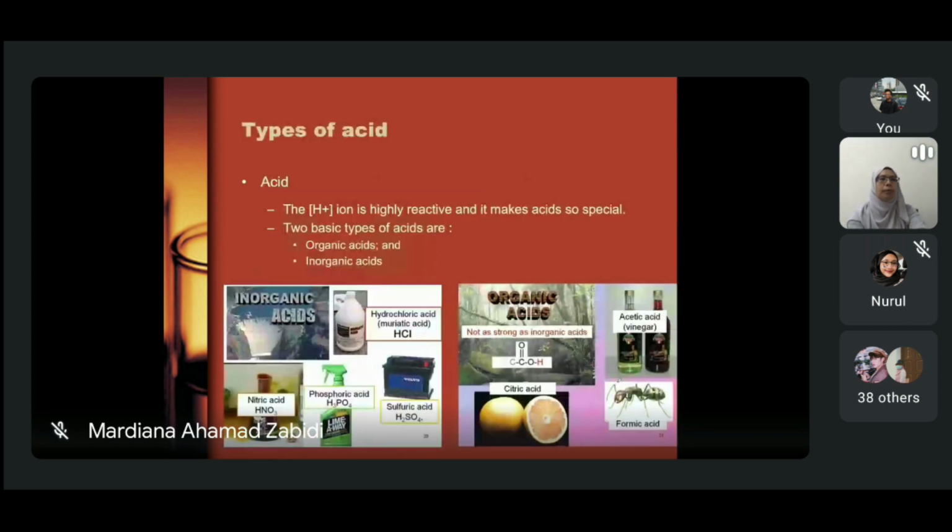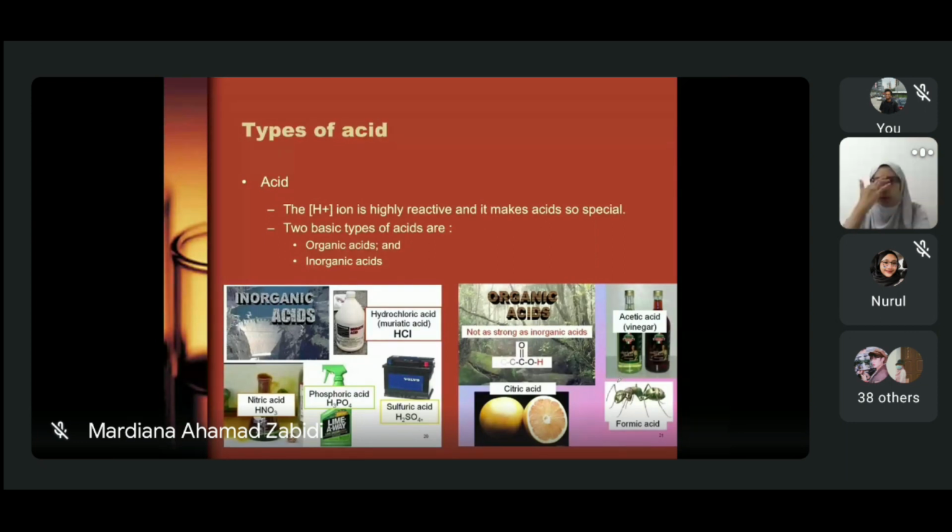Alright, so now we move on to types of acid. For types of acid, we have two types. One is organic acid, the other one is inorganic acid. To simplify your understanding, organic acid is basically the one that is naturally occurring in food products. Inorganic acid is synthetically produced, or man-made, or produced in the lab.